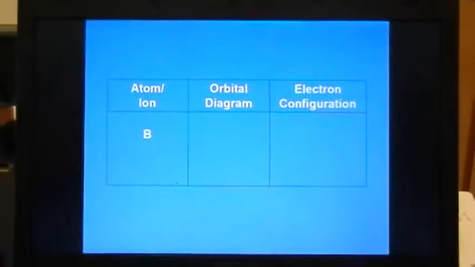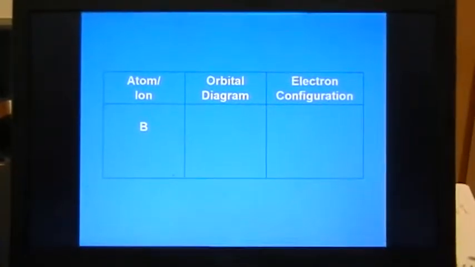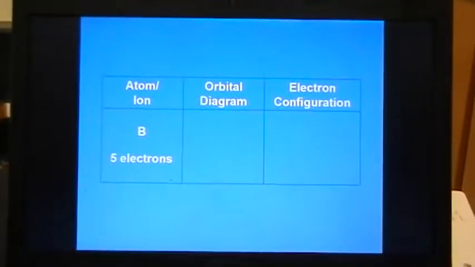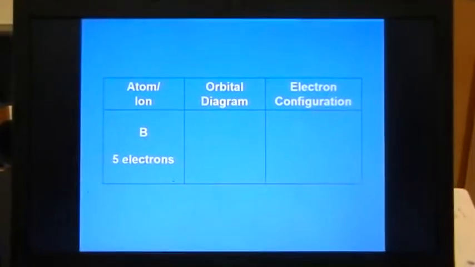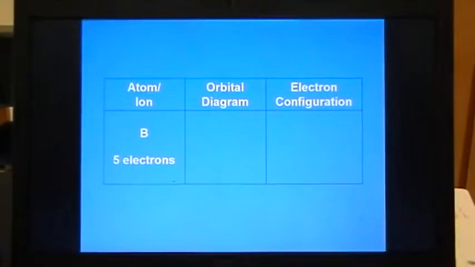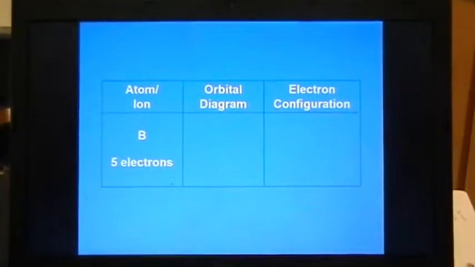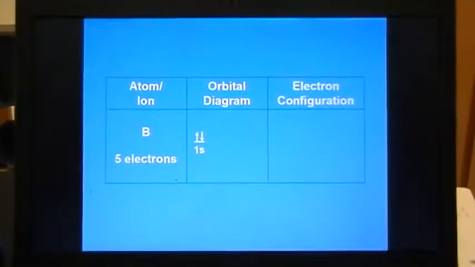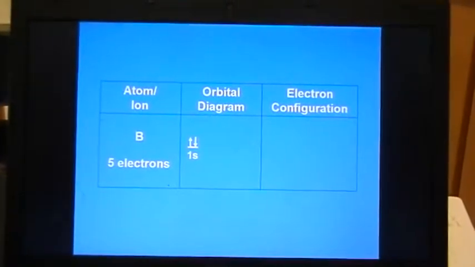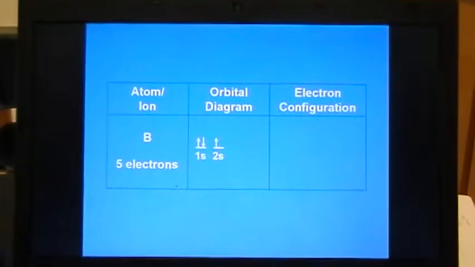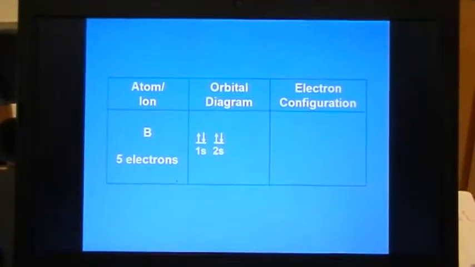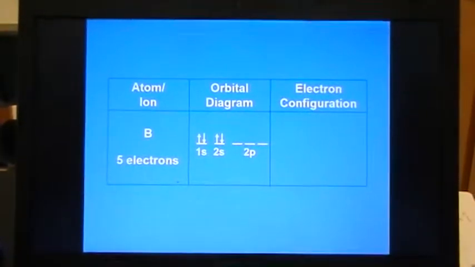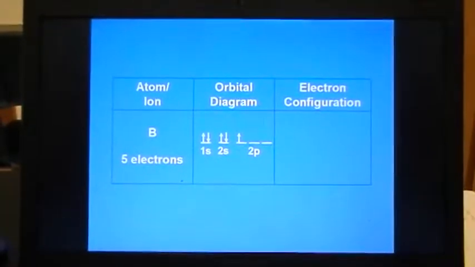So boron on your periodic table has 5 electrons because it has an atomic number of 5. And so if I'm going to start placing electrons in its orbital diagram, I will start by filling the lowest energy orbital first, which would be 1s, and I can put a total of 2 electrons there. I would move on next to 2s, which would also be able to take 2 electrons, and after that I'm going to move to a different type of sublevel or subshell. I'm going to move on to 2p, which will take the remaining electron.